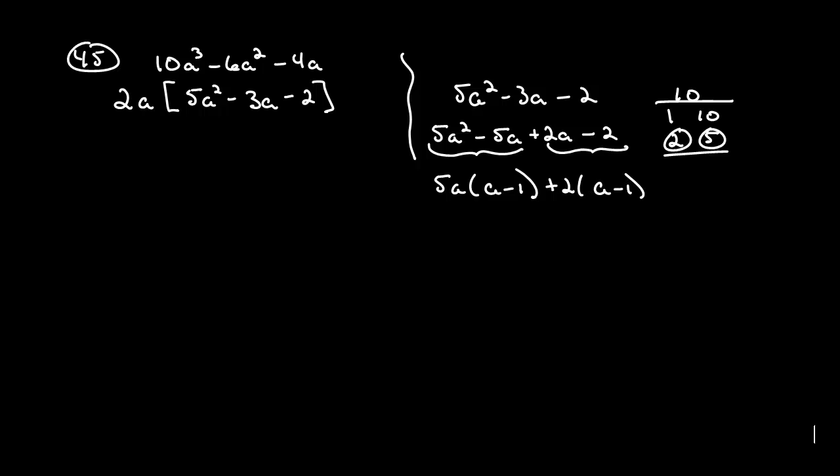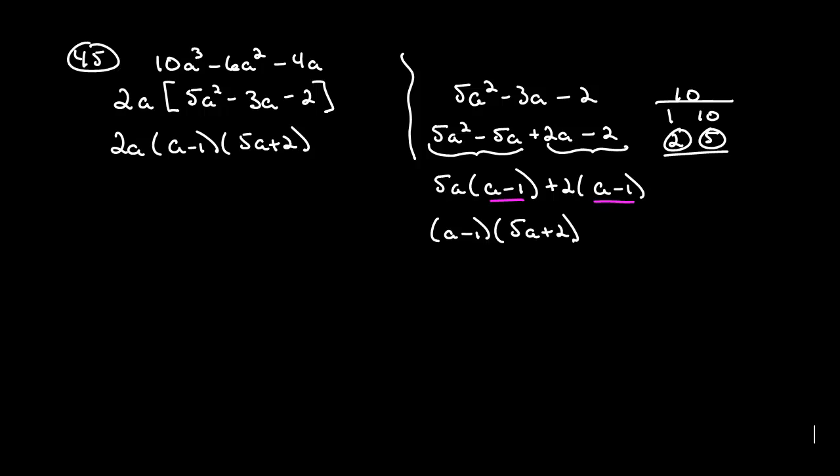Now the important part with factoring by grouping is that these last guys are the same. So again, I'm going to factor that out. So a minus 1 gets pulled up to the front, and what I'm left with is 5a plus 2. So this guy right here breaks down into this. So what we're left with is 2a times a minus 1 times 5a plus 2. That's it. This is not too bad.